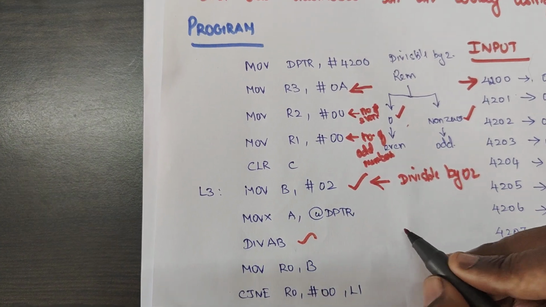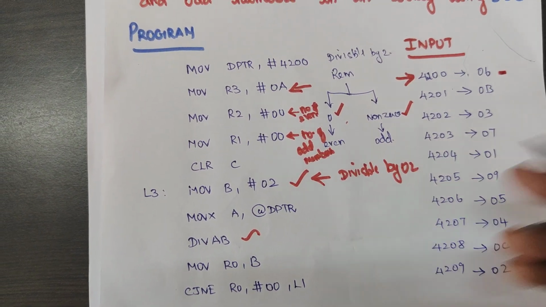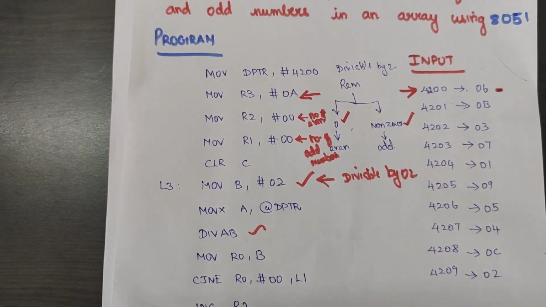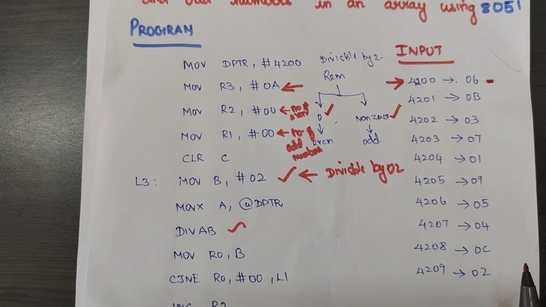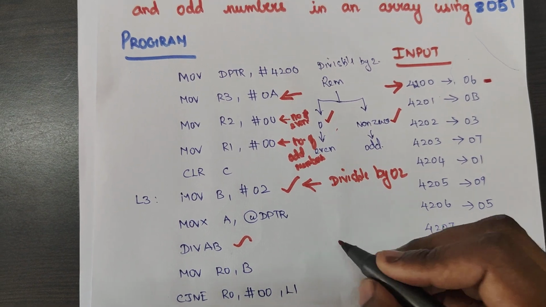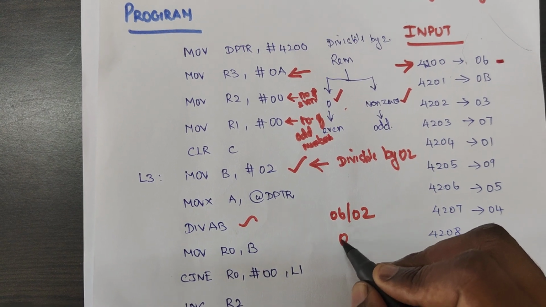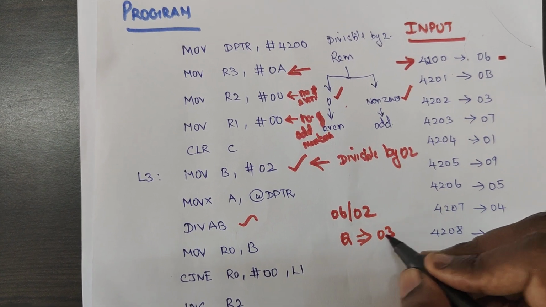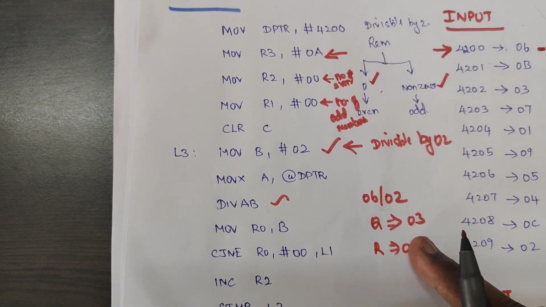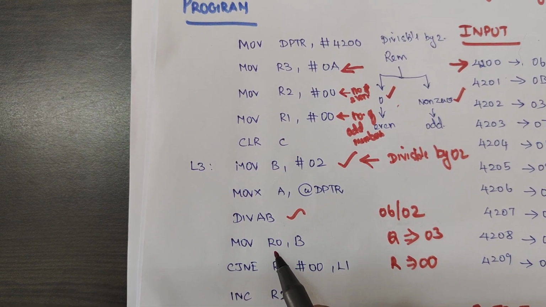Now for divide AB, initially your A value will be 6 and your B value will be 2. After executing this instruction, that is 6 divided by 2, your quotient value will be 3 and your remainder value will be 0. So your remainder value is 0, and it is an even number. Move the value of B to my R0 register.